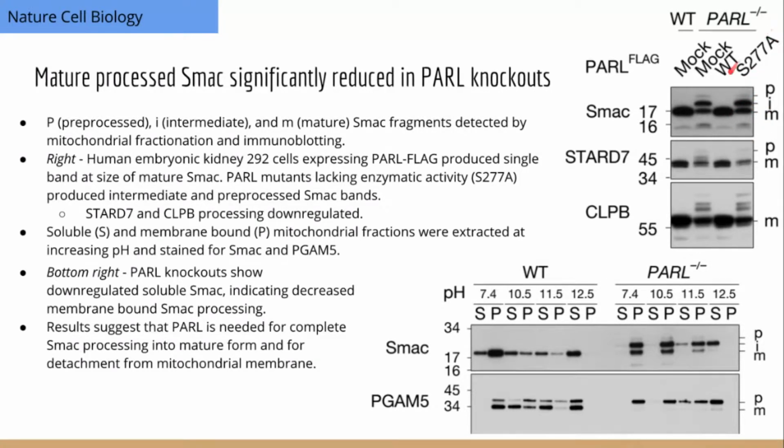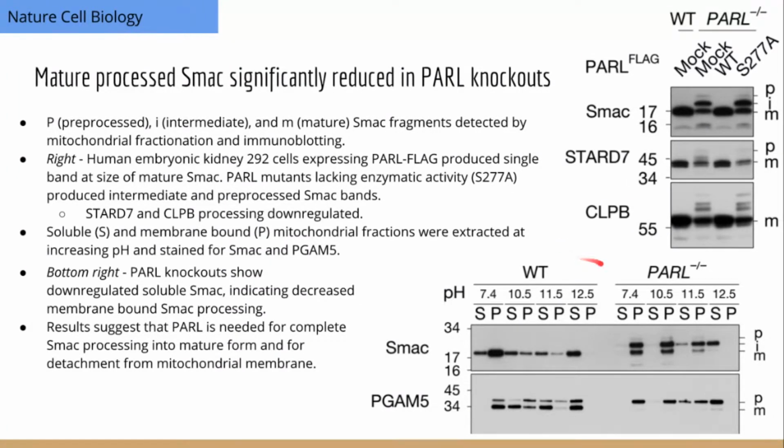They're seeing that this PARL deficient cleavage enzyme is reducing the amount of processing of Smac, STARD7, and CLPB. The next step was to identify if this cleavage was needed for membrane dissociation, because the consensus sequence for PARL, which was identified in the last slide, is found on Smac right along the transmembrane domain, suggesting PARL cleavage of Smac might be required for the dissociation of Smac from the membrane.